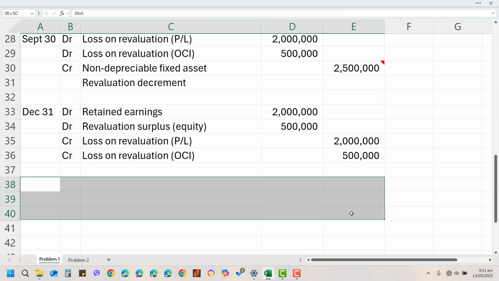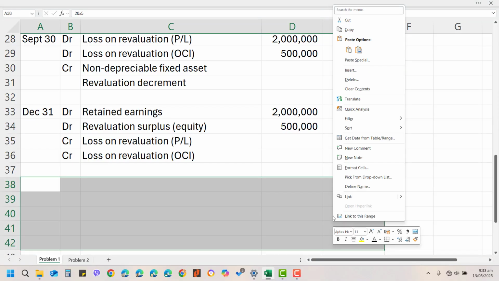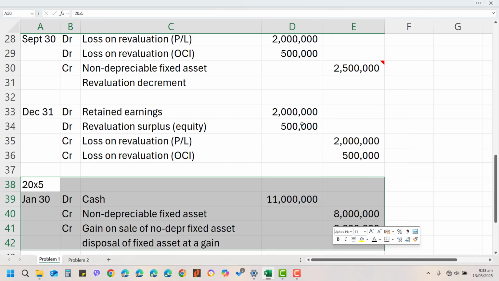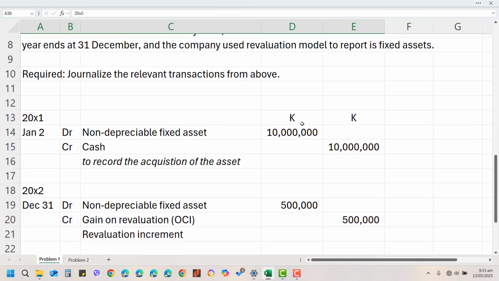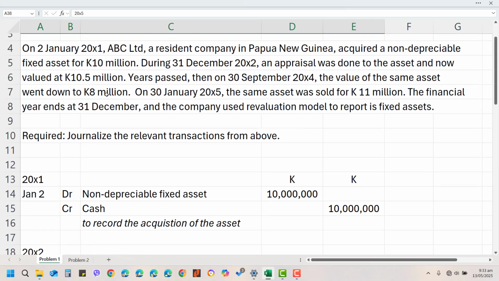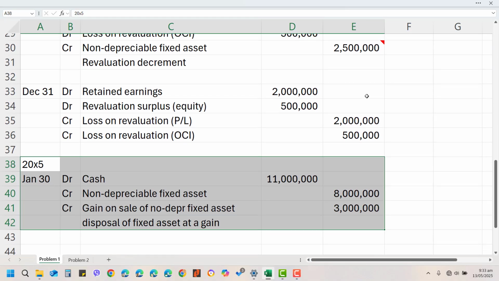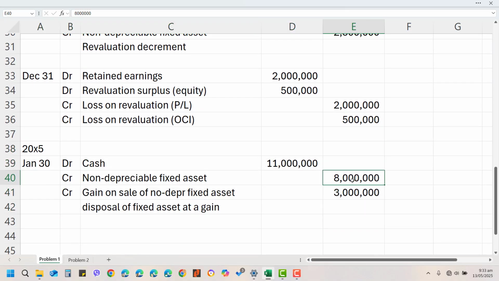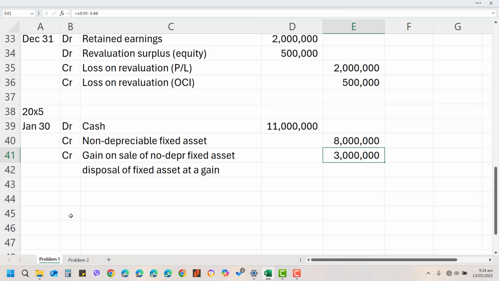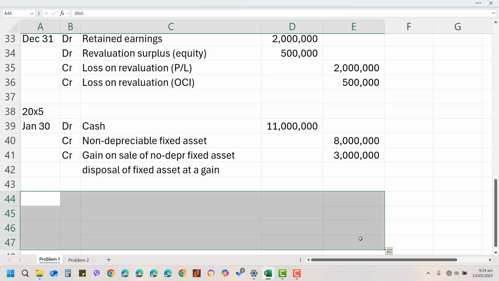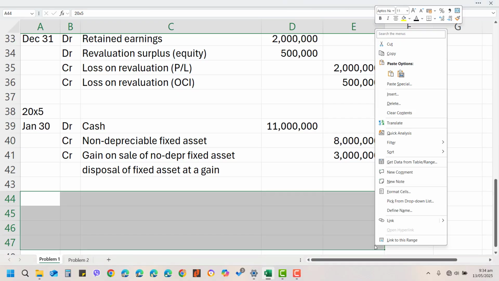Now on disposal, which also incurred a gain. You dispose the property, whose value is now 8 million, at 11 million. So the total gain that you're supposed to recognize is 3 million kina. Your non-depreciable asset here is 8 million because of the adjustments that you made on revaluation. The cash that you receive is 11 million. So basically your gain here is 3 million. And then that 3 million you need to close to retained earnings.